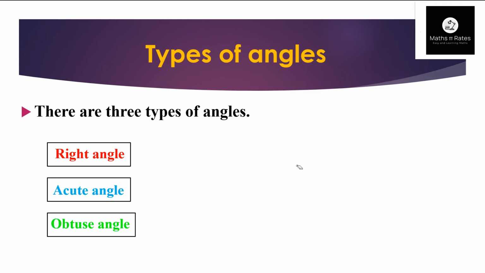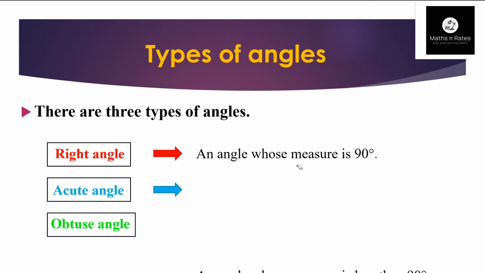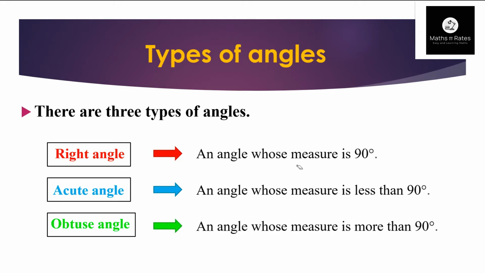Let us understand first right angle, an angle whose measure is 90 degree. Now we will move towards acute angle, an angle whose measure is less than 90 degree. An angle whose measure is more than 90 degree is called obtuse angle.